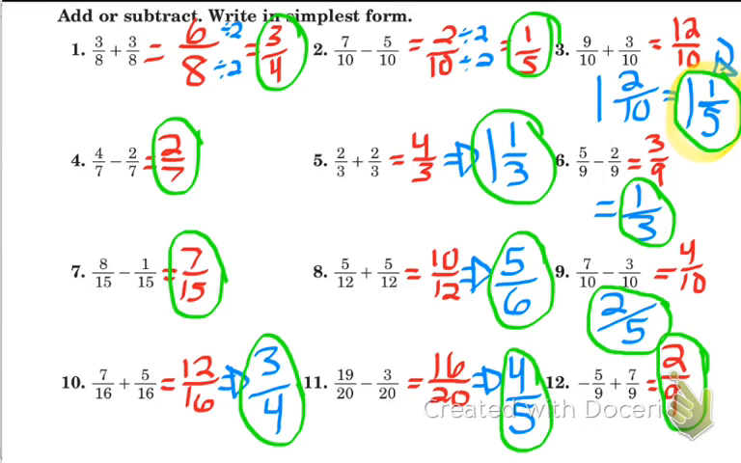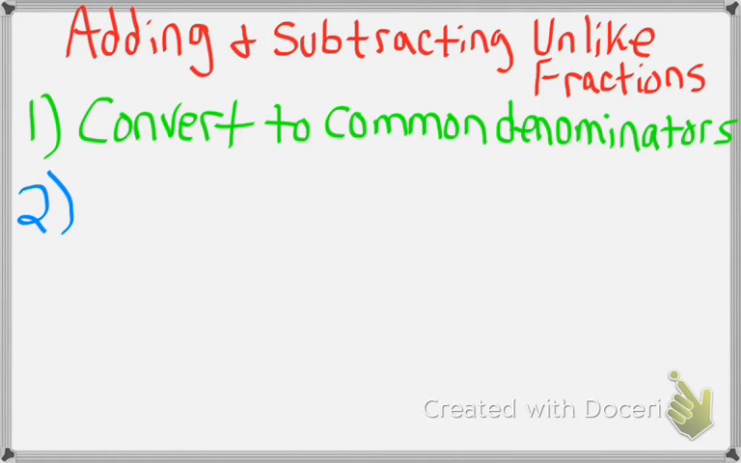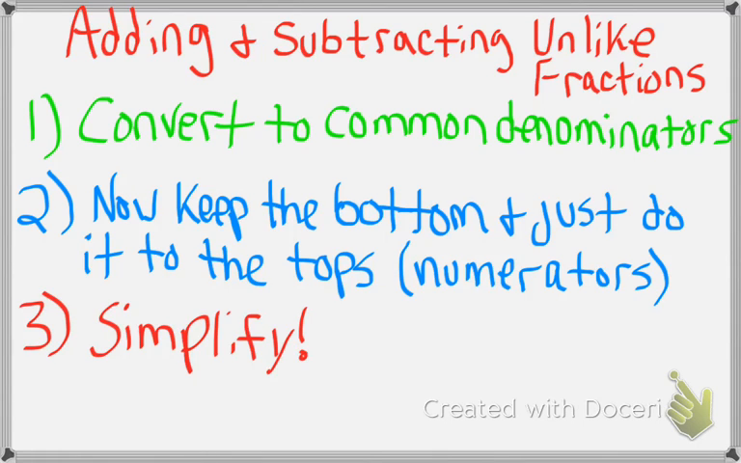So adding and subtracting fractions, when you have like denominators, just go straight across. The bottom stays the same, and you only do it to the tops. So when adding or subtracting unlike fractions, meaning unlike denominators, the first step is to convert them to common denominators. That's what we're going to talk about. Then your second step is it's now a like fraction question. So just like the other questions, you're going to keep the bottom, the denominator, and just do it to the tops, or the numerators. And after that, just simplify your final answers. So that's what we're going to do now.